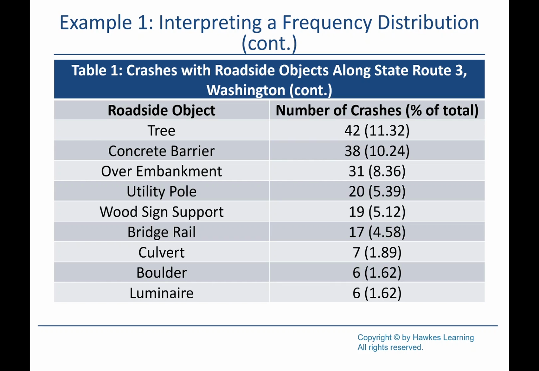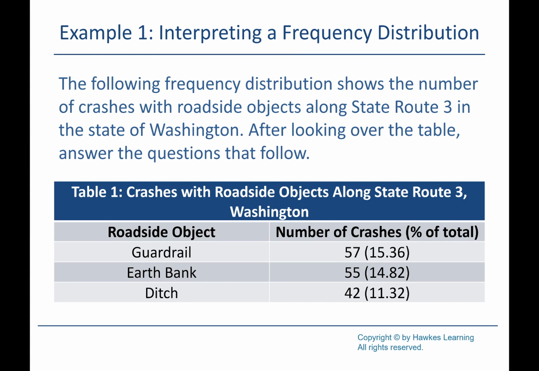Part B says, which roadside object was involved in the most crashes? They're in order here, so we'll have to go back to the beginning. The biggest number of crashes was with a guardrail, 15.36%. Nothing too amazing there, but we're just answering the question.